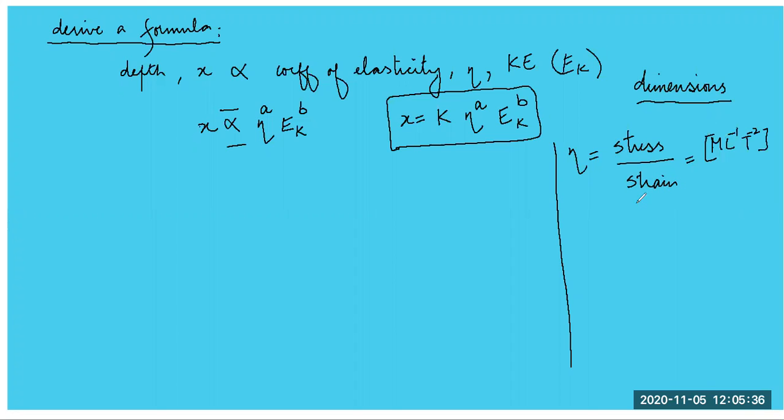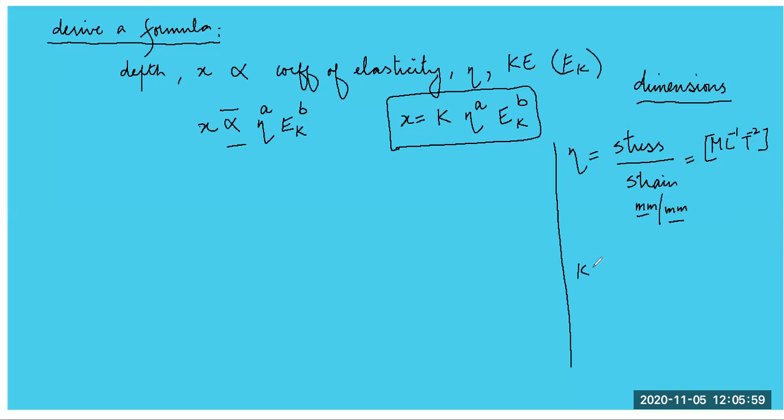Some foreign authors write the strain as mm by mm, so again the MLT will not exist. All MLT will be 0, 0, 0 for strain, right? Because it is the same unit by the same unit. So for stress, force by area, force is MLT^-2 divided by area L^2. So it will be ML^-1 T^-2.